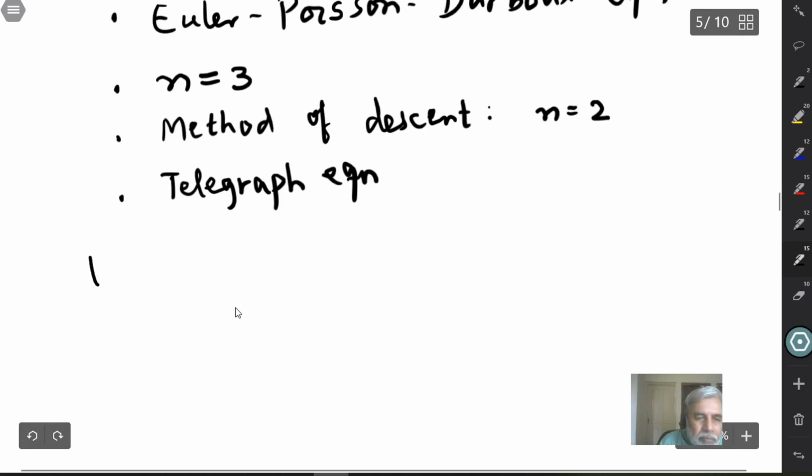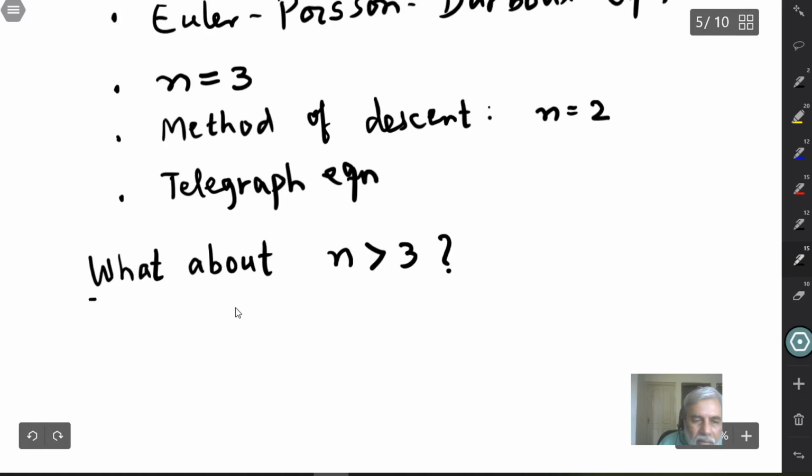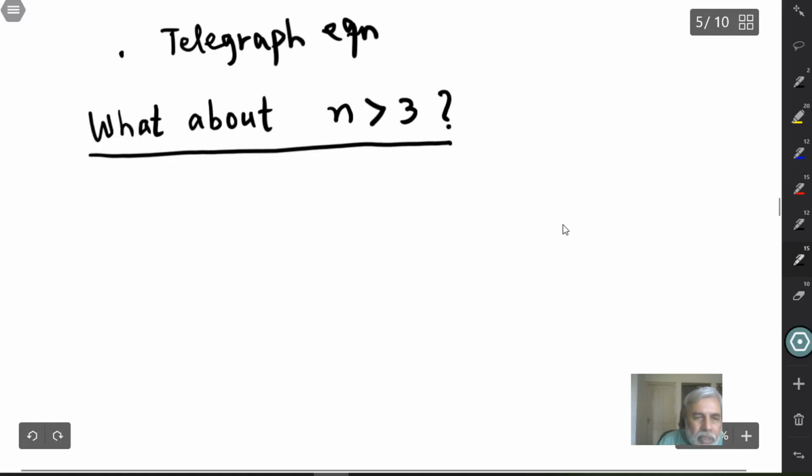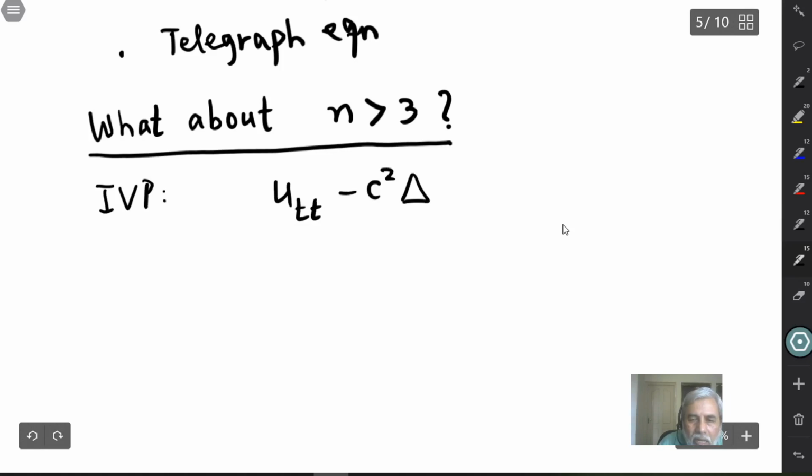And what about other n? That is our next question. At least we should answer a little bit regarding that. I will just explain, and we continue the discussion next time. So this is the IVP for the wave equation, with x in R^n and t positive, plus the initial condition. Let me not bother about that now.